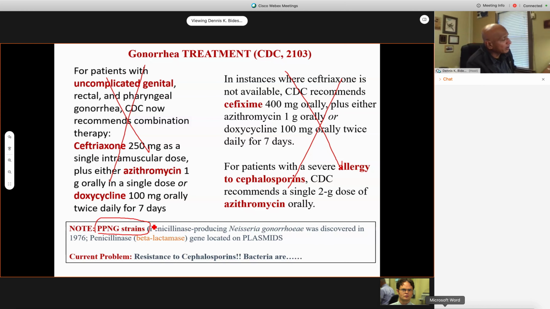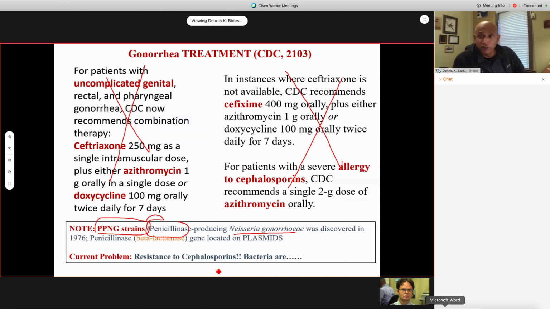PPNG strains of Neisseria gonorrhoeae produce this enzyme, penicillinase. It's also called beta-lactamase, but nonetheless, it's penicillinase. It's an enzyme that destroys penicillin. So Neisseria gonorrhoeae classified as PPNG strains are resistant to beta-lactams. They're resistant to penicillins, in other words.